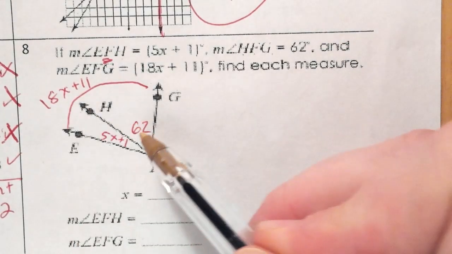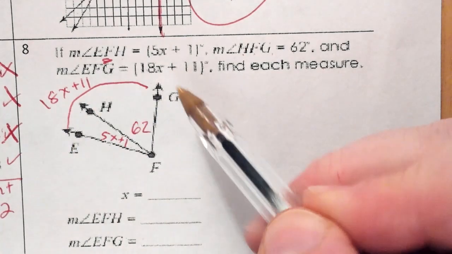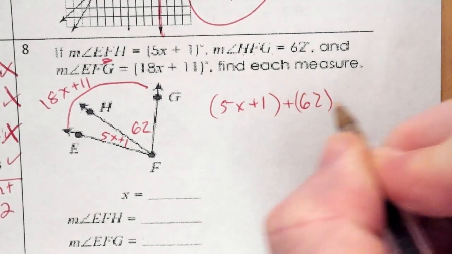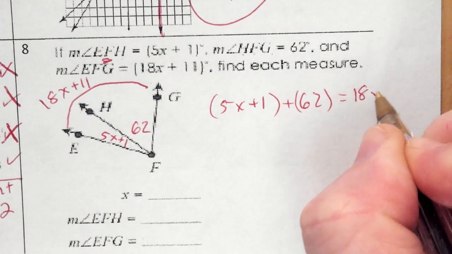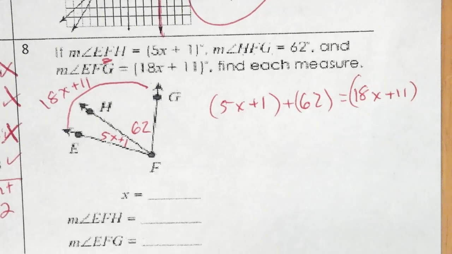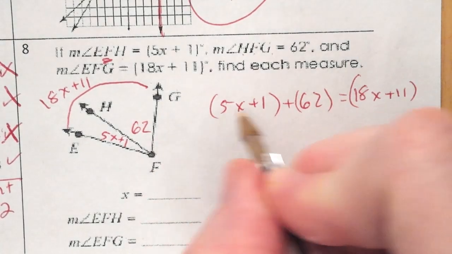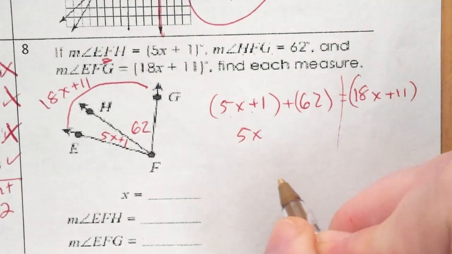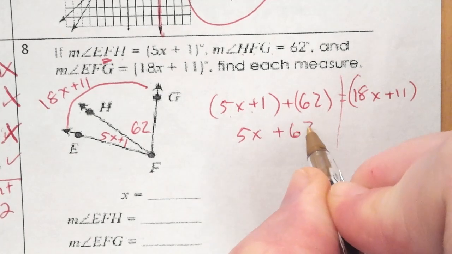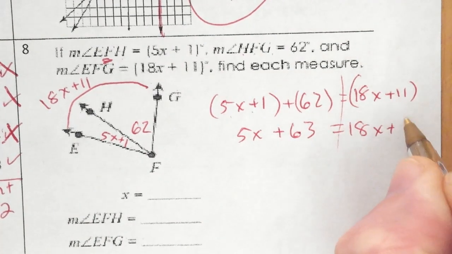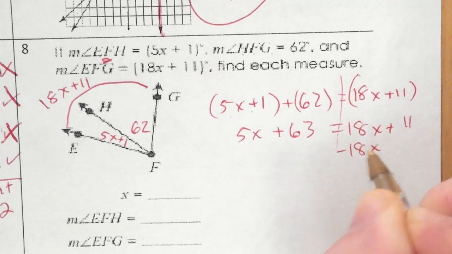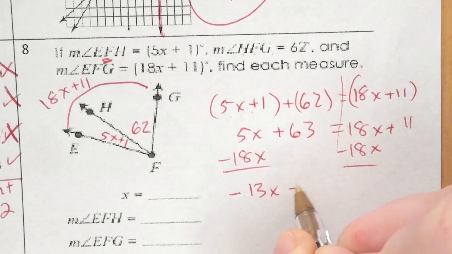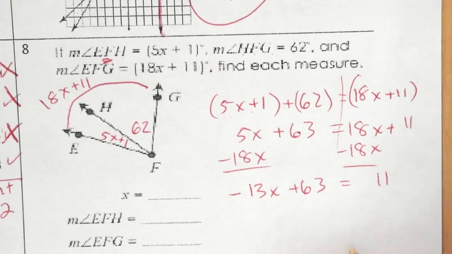All right, so we know this plus this equals the whole shebang. So 5x plus 1 plus 62 is equal to the whole shebang, 18x plus 11. All right, so if we do that, these are on the same side of the equal sign, so we combine like terms. So 5x is by itself, and a positive 1 and a positive 62 makes a positive 63. We are going to get all the x's on one side, so I subtract 18x on both sides, and I get a negative 13x plus 63 equals 11. That was a positive 11.